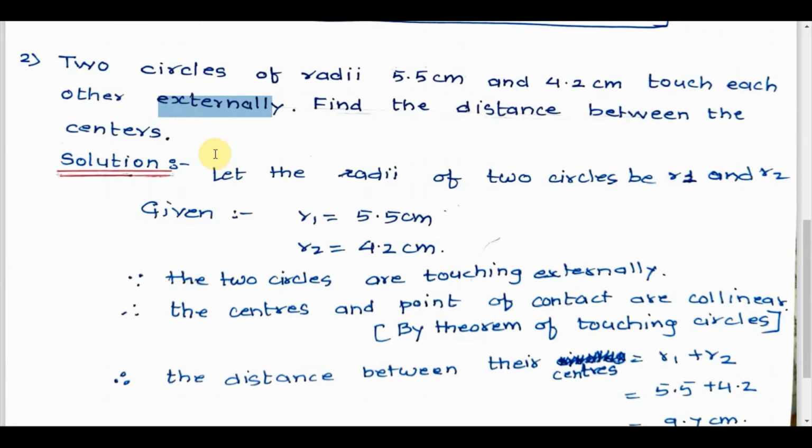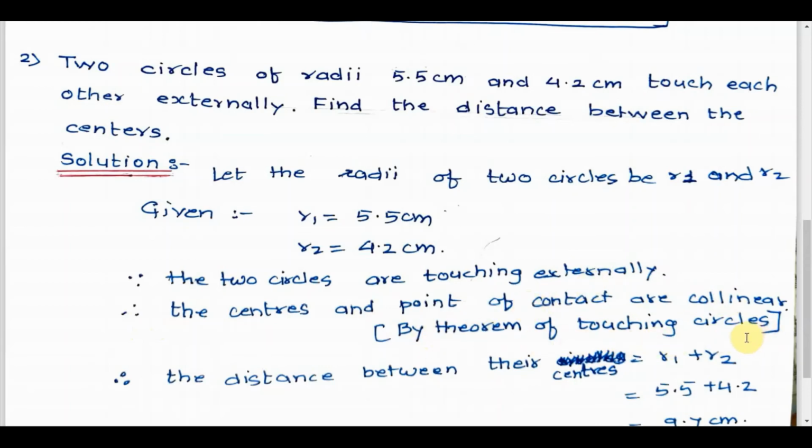So just like the previous example, let the radii of the two circles be r1 and r2. How much is r1 given to you? r1 is equal to 5.5 centimeter. Then how much is r2? r2 is 4.2 centimeter. Now again, since the two circles are touching externally, the centers and the point of contact are collinear. Again, what is the reason? By the theorem of touching circles.